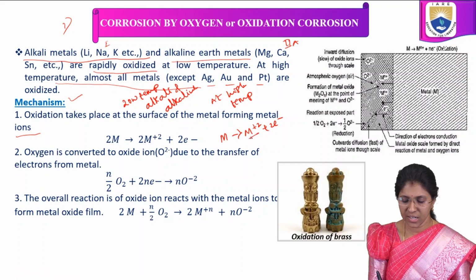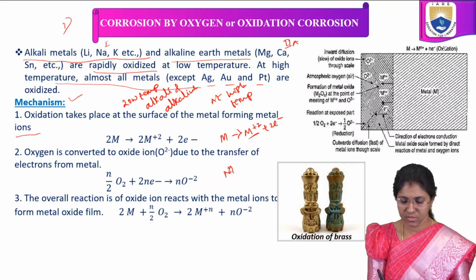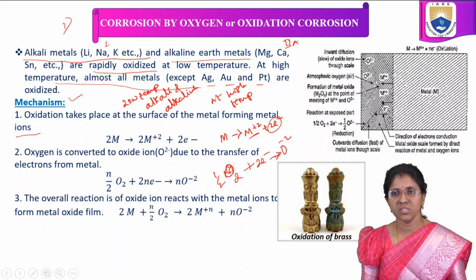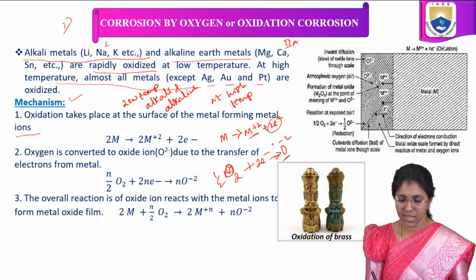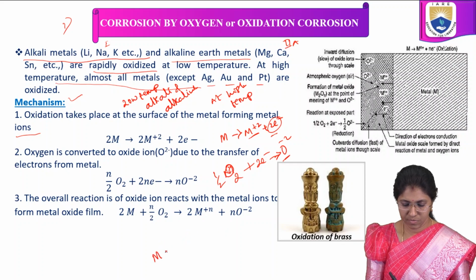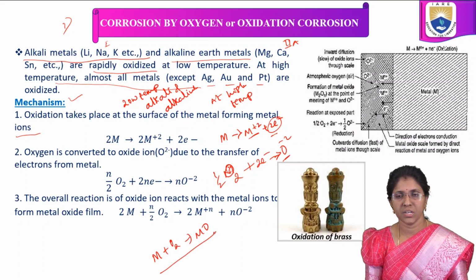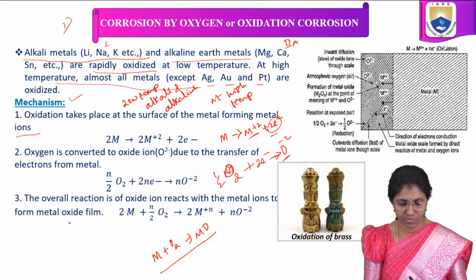These electrons are taken by the oxygen present in the atmosphere and form oxide ion. This oxide ion reacts with the metal ion and forms metal oxide. So this is the mechanism.